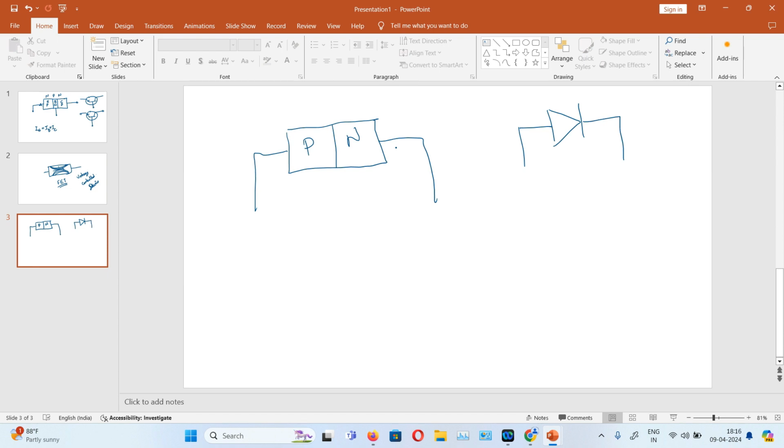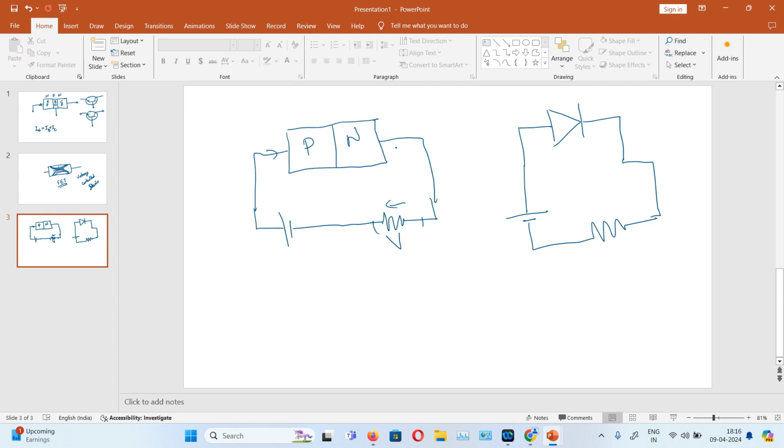Okay. When the P side is connected to the positive side of the battery and the N side to the negative side of the battery, I put a resistance, otherwise it will be a short. So here, what happens is current can flow through this one. So current will flow this way, and there will be a voltage drop across this resistor.